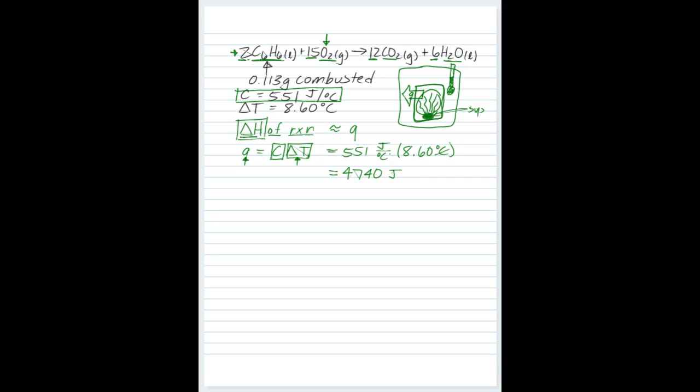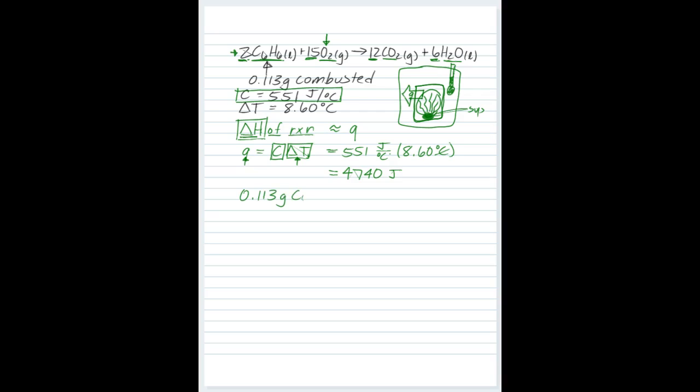So we've got our Q value here. It's 4,740 joules. But is that the answer to this question? Is that the heat of reaction? Remember, I told you that the heat of this particular reaction is the enthalpy change that is tied to this particular stoichiometry up here. Here, here, here, and here. Now we need to figure out, if the 0.113 grams that we combusted is 2 moles of benzene, then yes, this is the right answer, but it's probably not, right?